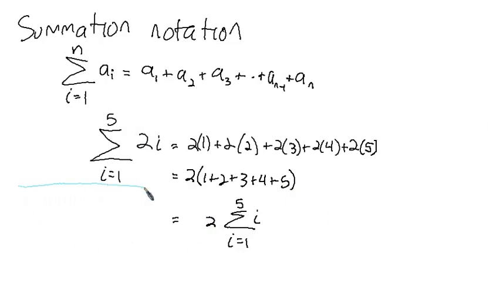We'll establish this rule: take a sum from i equals 1 to n with some rule times a constant. Say it's a constant C times your rule, whatever it gives you, your ith term. You just take your constant and multiply it by the sum from 1 to n of just that simplified rule with the constant factored out.